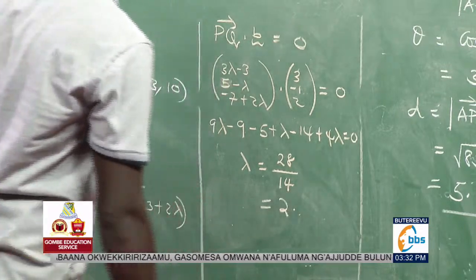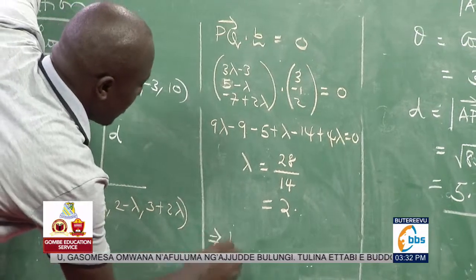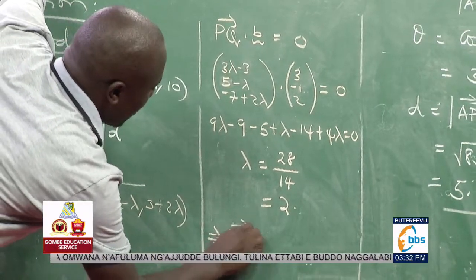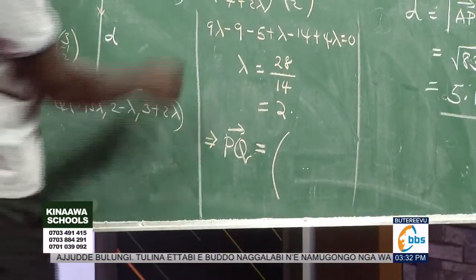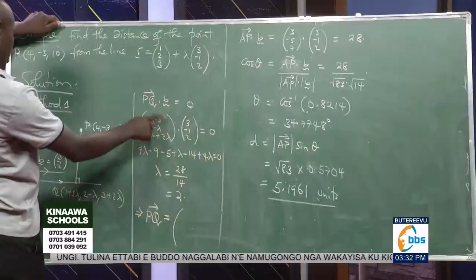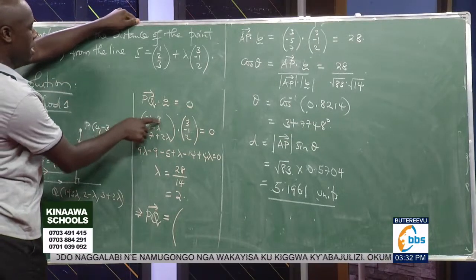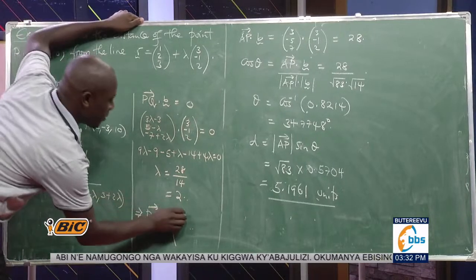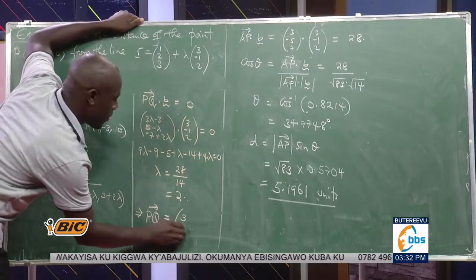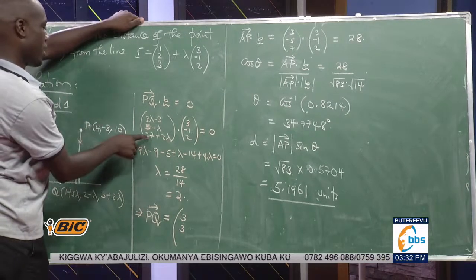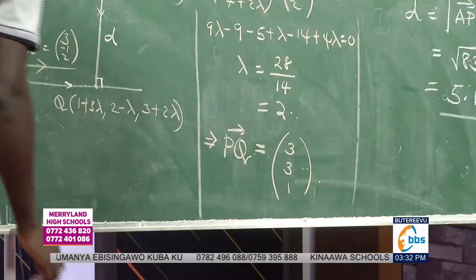And so now we could find the vector PQ. This means that the vector PQ is given by, now, the vector PQ, we put in 2. This is the vector PQ. So you put in 2 here. We shall have 6 minus 3, 6 minus 3 is 3. And then 5 minus 2 is 3. And then negative 7 plus 6 is 1. So we have the vector PQ.